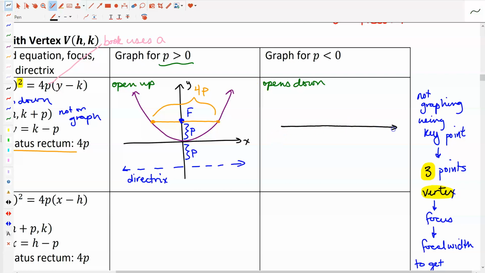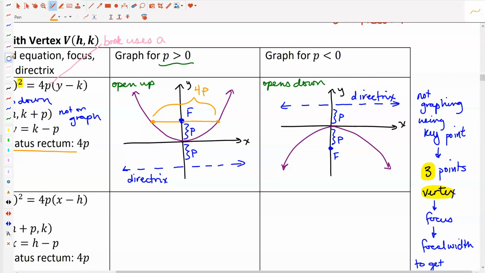All right, so put in our x and y axis. Again, we'll just make this easy. We'll just orientate this at the origin. So I'm going to have a downward opening parabola. Whatever this distance is that I go down from the vertex to get to the focus, I'm going to repeat that distance on the other side. That will get me the directrix.